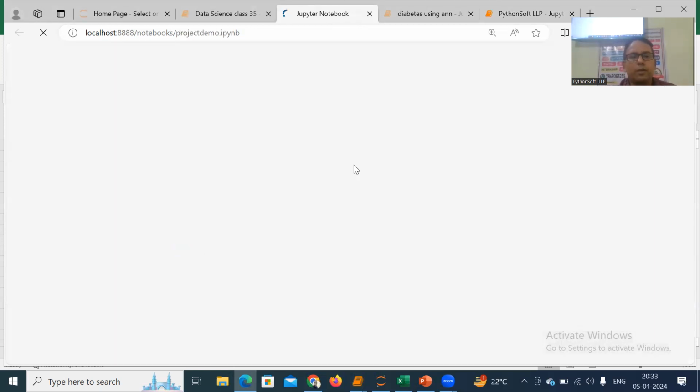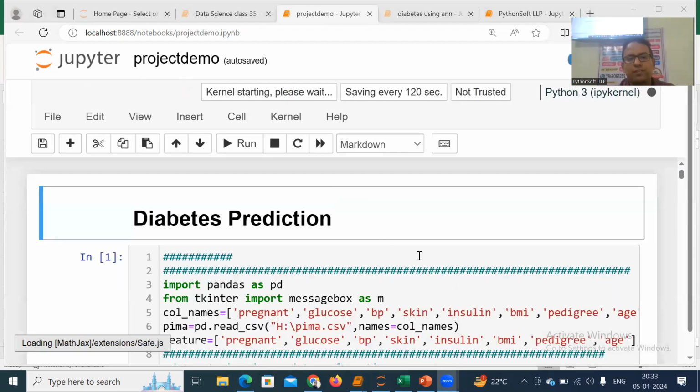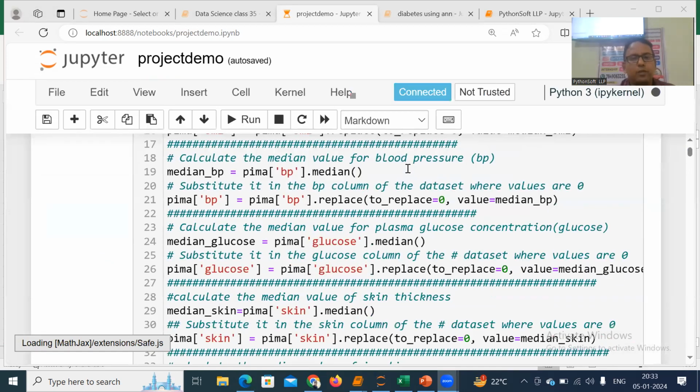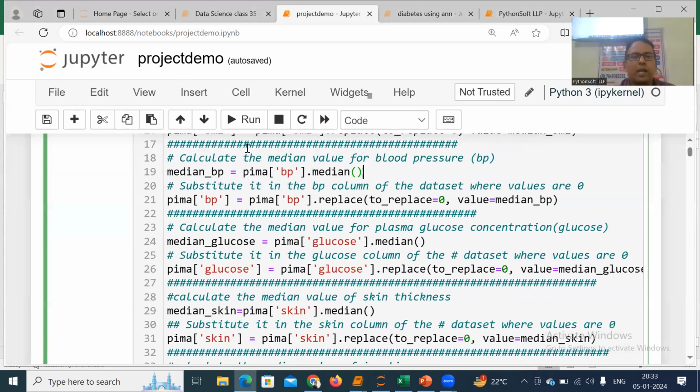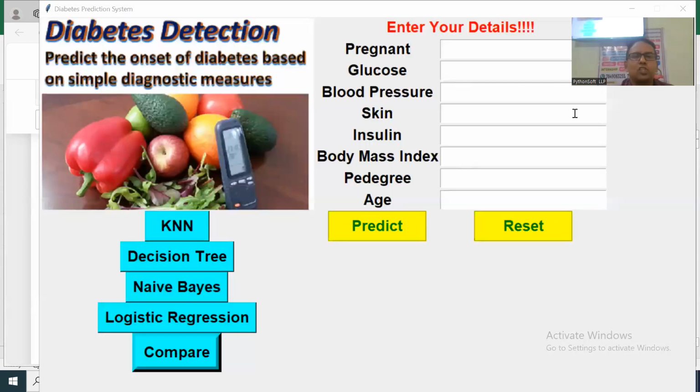For implementation, you can use a GUI-based approach, let's say, because of the end user: how can an end user use your project? So for the end user, we are making this GUI, let's say. Ready? Here is the KNN model.